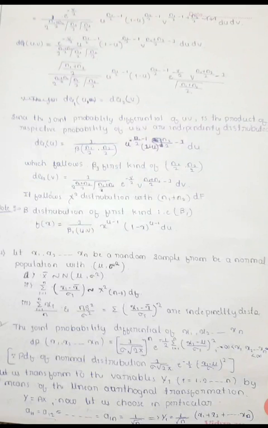Let us transform to the variables yi, i is equal to 1 to n, by means of the linear orthogonal transformation, that is y is equal to A into x. Now let us choose in particular a11 is equal to a12 and so on a1n, that is equal to 1 by root n. This implies y1 is equal to 1 upon root n into (x1 plus x2 plus and so on plus xn).